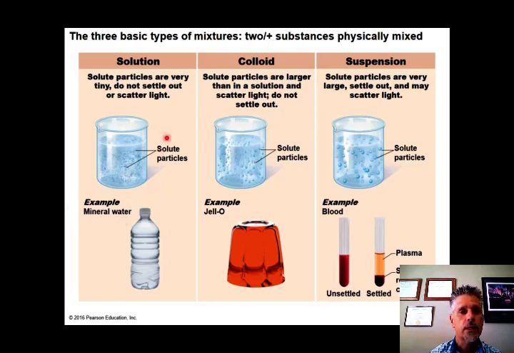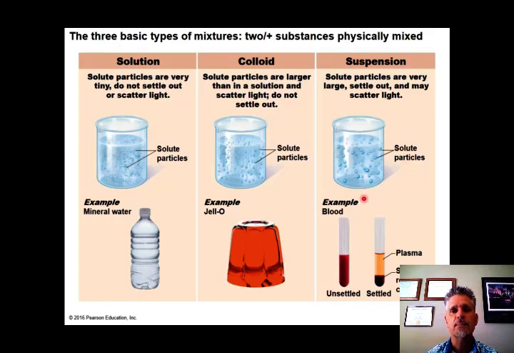A solution is where the particles are very tiny and they don't settle out or scatter light. For instance, mineral water: not only are there water molecules in there, H2O, but there are different ions like sodium and chloride. A colloid is where the particles are a little bit larger and they tend to scatter light because they're big enough that the light bounces off them, but they still don't settle out. When we look at Jell-O, it's a little more viscous, and those larger particles are affecting the consistency of it.